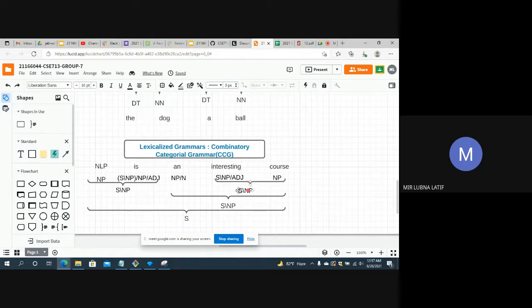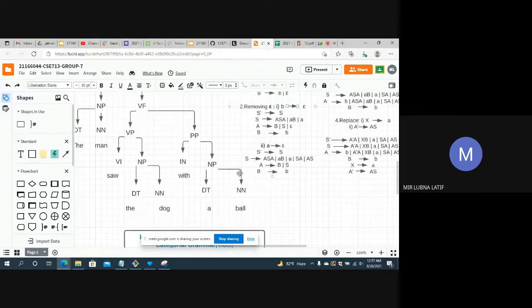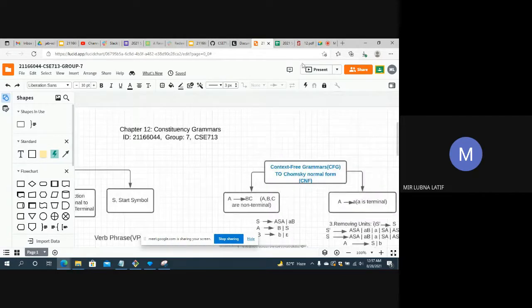Combining these two, it can be described as a subject or noun phrase, and combining these two can be described as a noun phrase or subject. And by following this, we can say it is described as the subject. Here is the summary of this chapter, in which topics are described. Thank you.